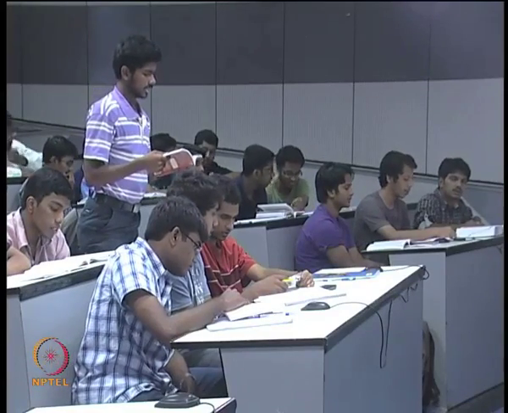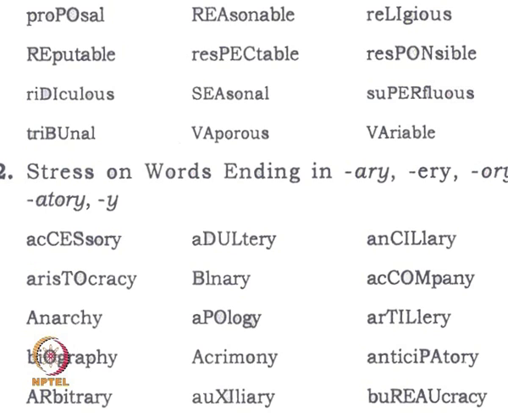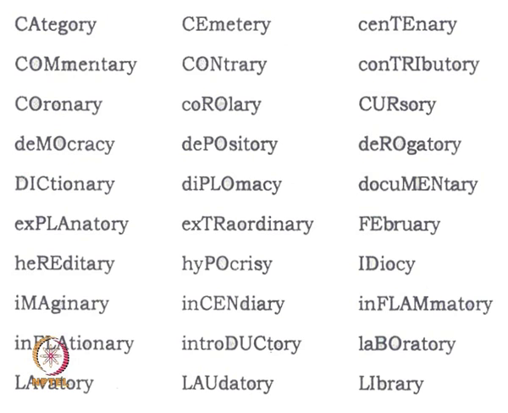Accessory, adultery, ancillary. That is ancillary. Aristocracy, binary, company, anarchy, apology, artillery, biography, acrimony, anticipatory, arbitrary, auxiliary, bureaucracy, category, symmetry, centenary, commentary.